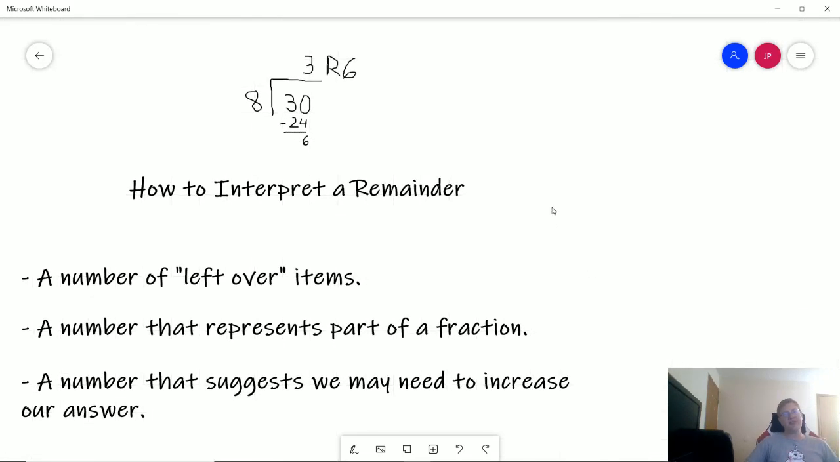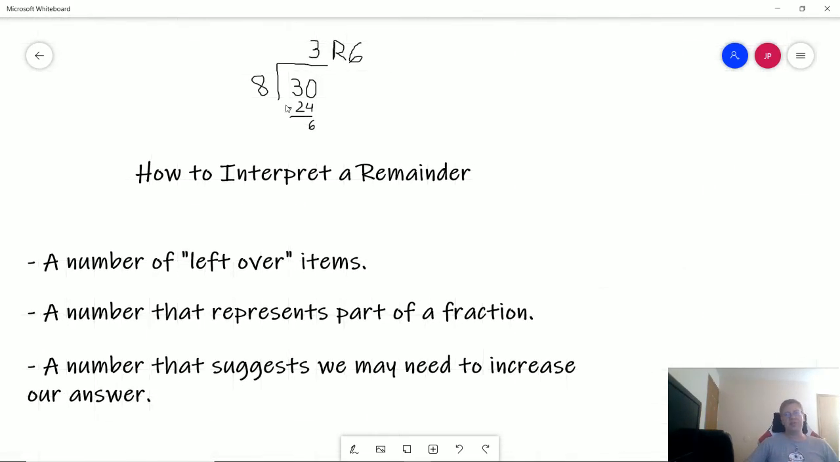So there are 3 different ways that we can interpret the remainder for this problem. The first one would be the number of leftover items. So let's say I have 30 hot dogs and I have 8 students that are going to eat hot dogs for lunch. If every single student gets the same amount of hot dog, how many hot dogs would they get? And then the answer to that would be each student would get 3 hot dogs, but there will be 6 hot dogs left over that will not be eaten because we can't do that evenly.